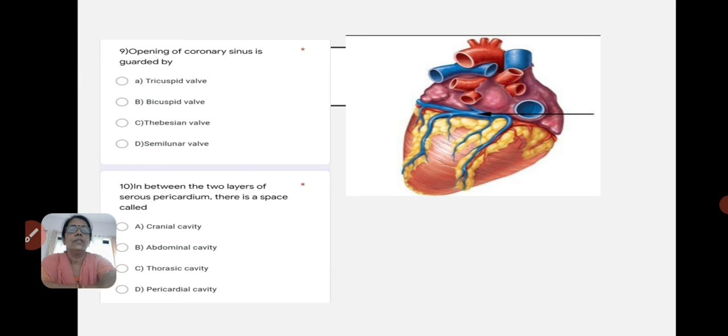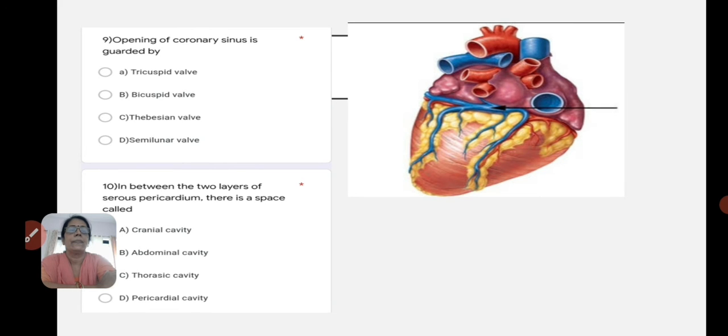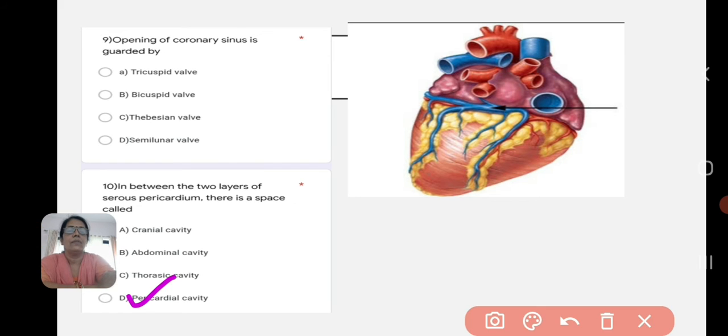The opening of the coronary sinus is guarded by: tricuspid valve, bicuspid valve, sebaceous valve, semilunar valve. This is the coronary sinus. Tricuspid and bicuspid valves are present between the atria and the ventricles. Semilunar valves are present in the aorta, and the sebaceous valve is present in this coronary sinus. So your answer is the sebaceous valve.